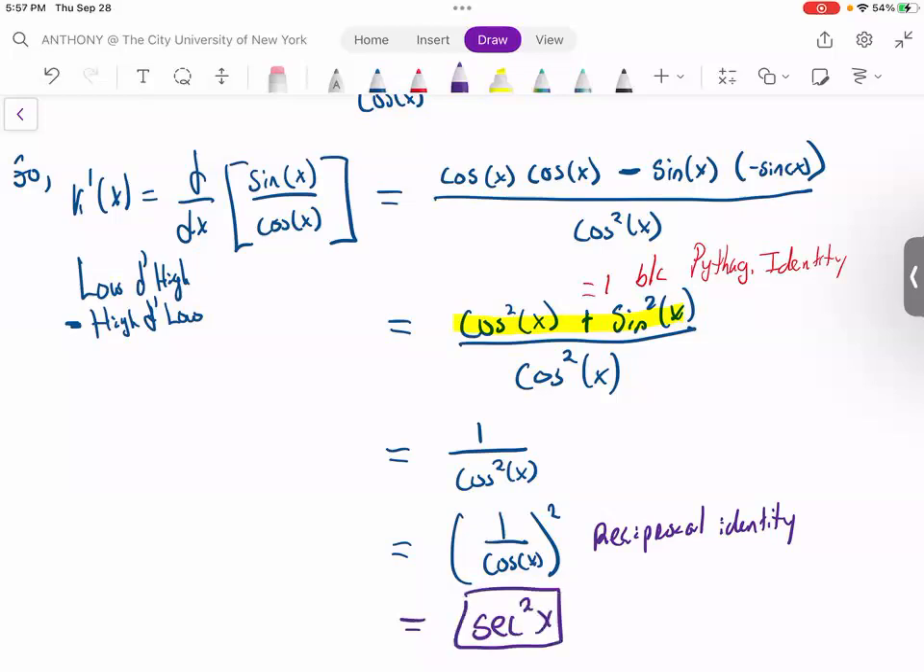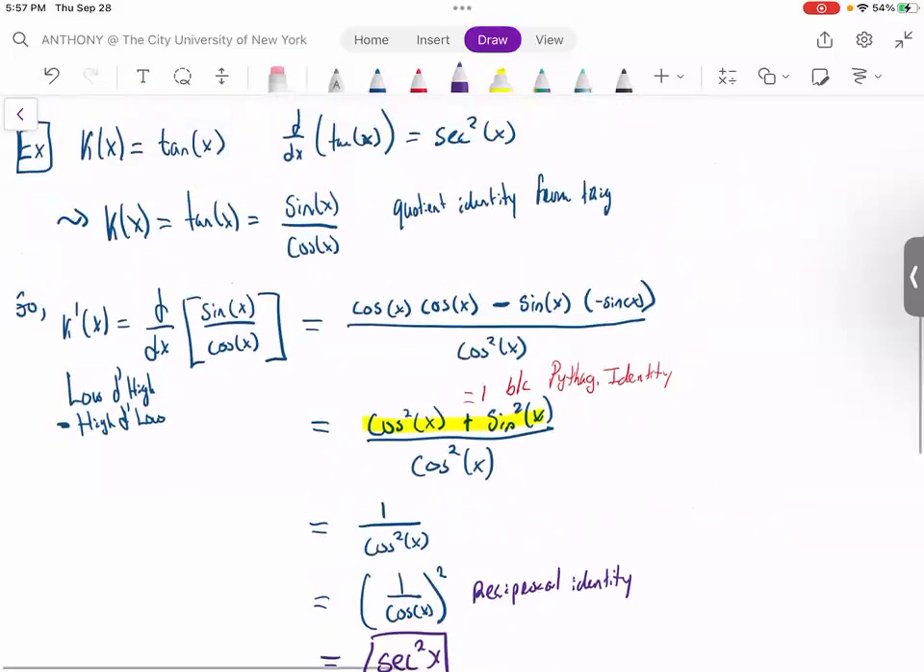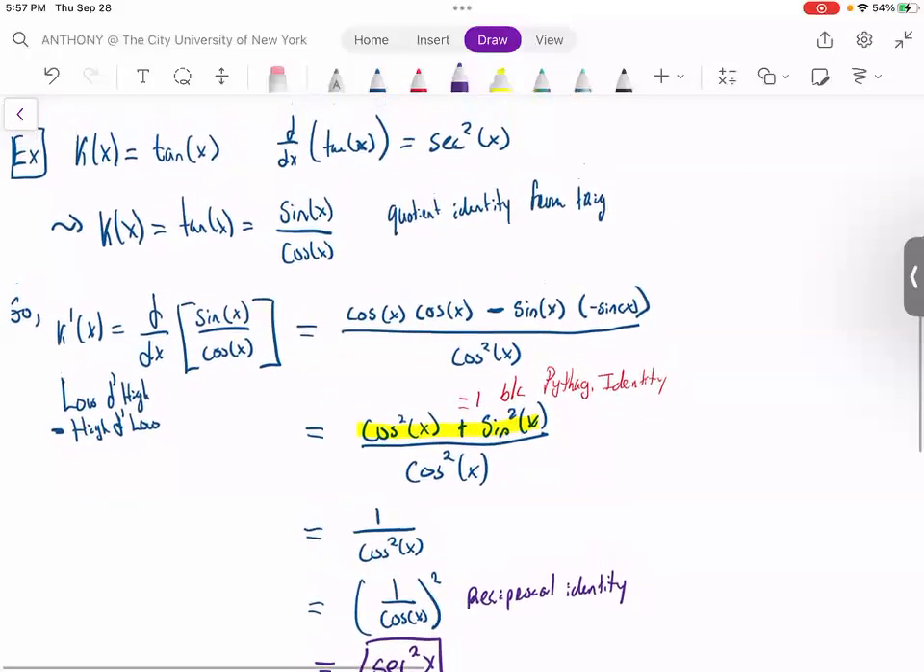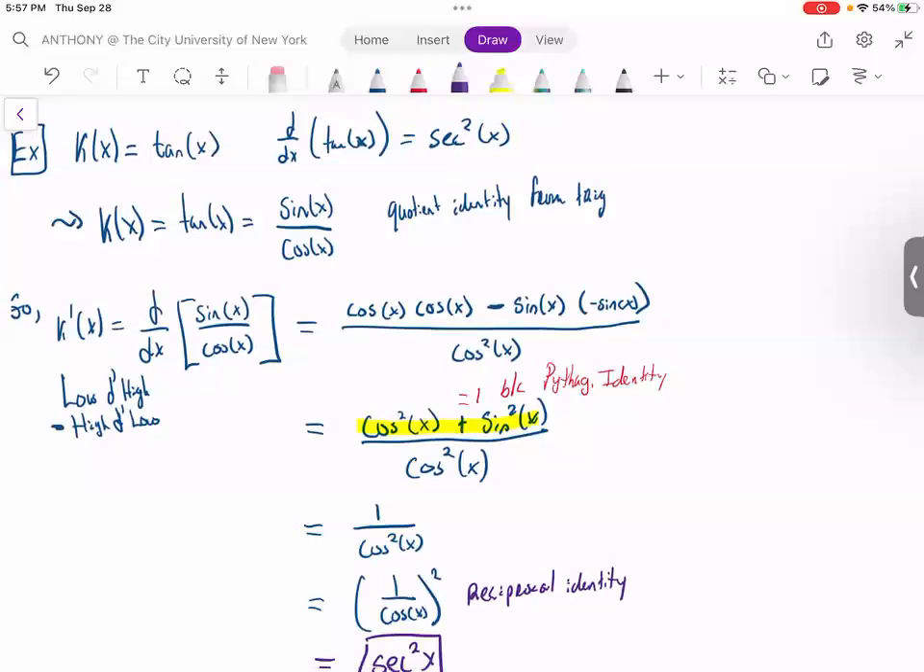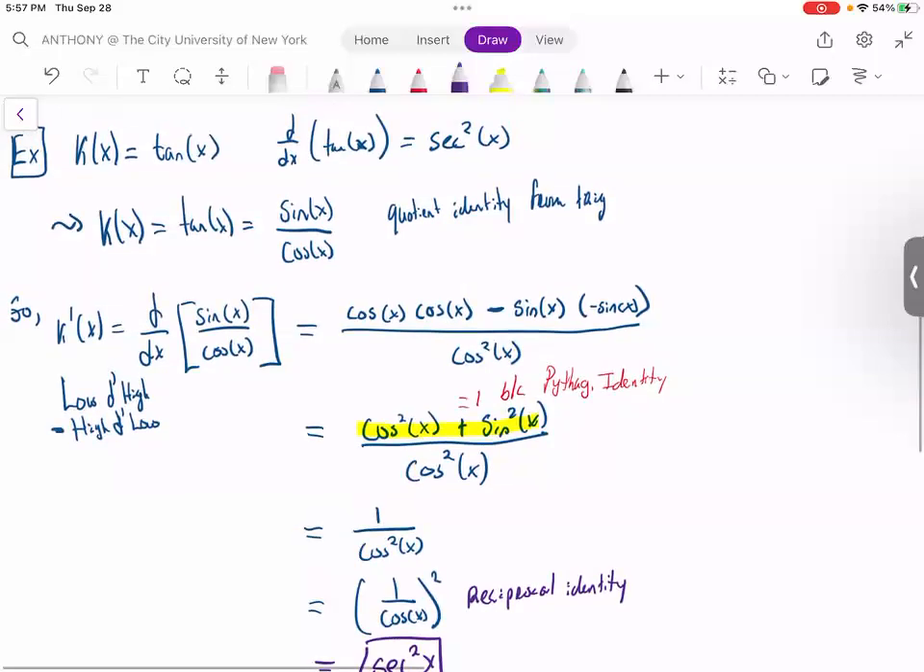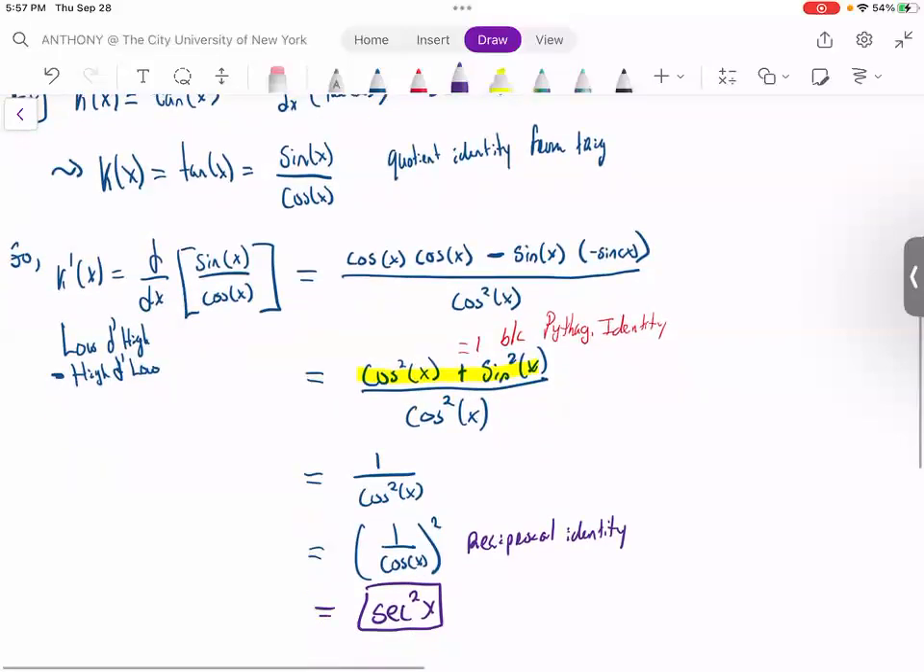And if you look at what we began with earlier, did we establish earlier that the derivative of tan of x is going to be secant squared of x? Yes or no? Yes. It's right here. And by the quotient rule, I was able to prove it. I hope you enjoyed it.